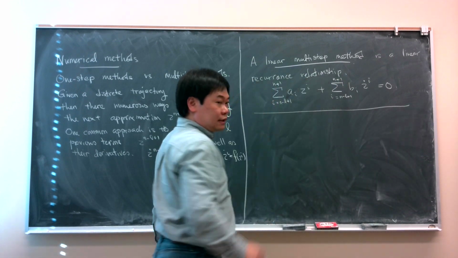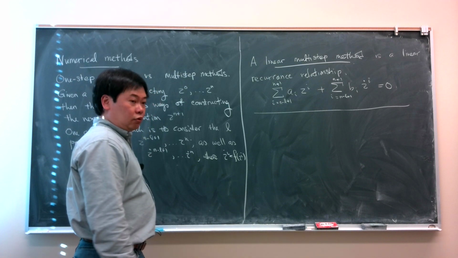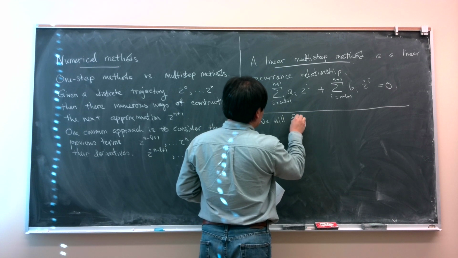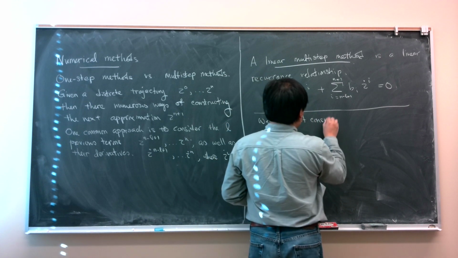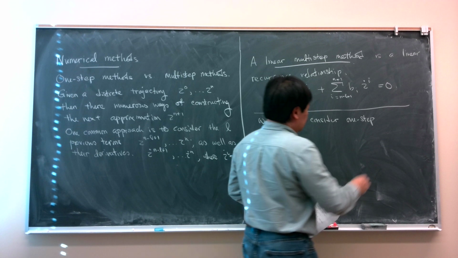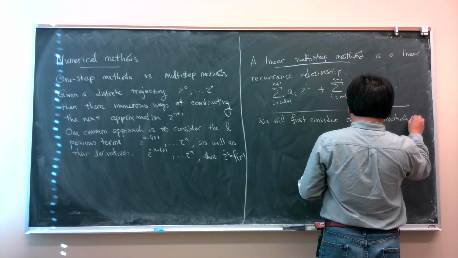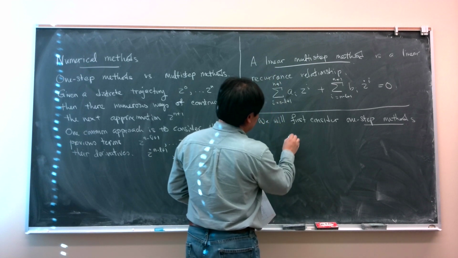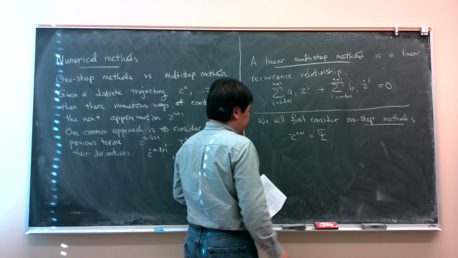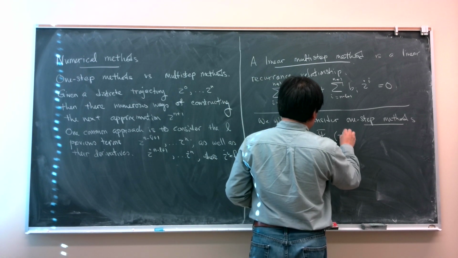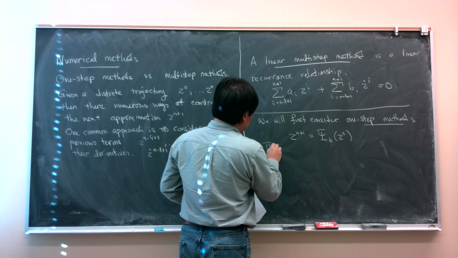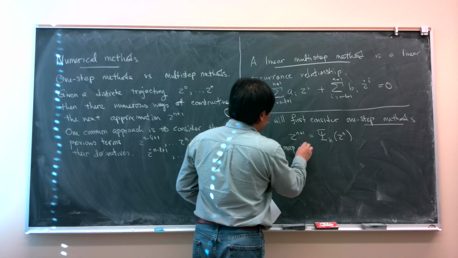But for now, we're going to put this aside and consider what are called one-step methods. So what that means is that you have zn plus 1 equals some map which depends on the time step h and the solution at the current time zn. So this mapping is generally nonlinear.